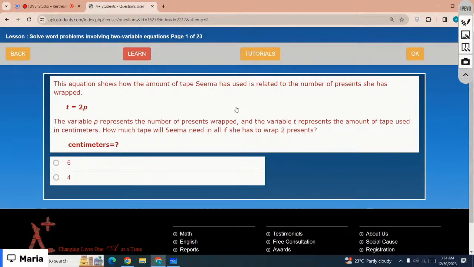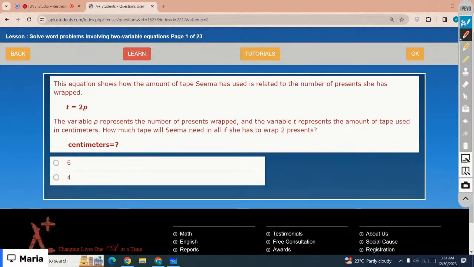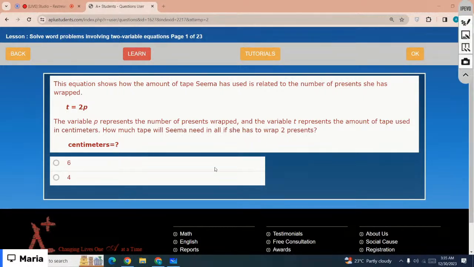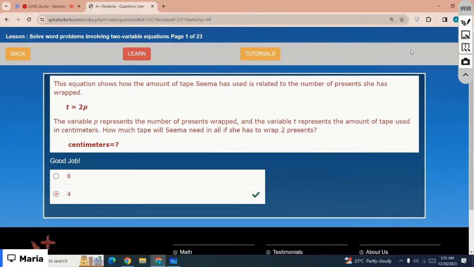So basically she has to wrap two presents, right? P is 2. Just replace the variable with the value, that is t equals 2 times 2, and 2 times 2 equals 4. That means in total she needs 4 centimeters of tape to wrap two gifts. Got it? The correct option is 4. Option 2 is the correct option.